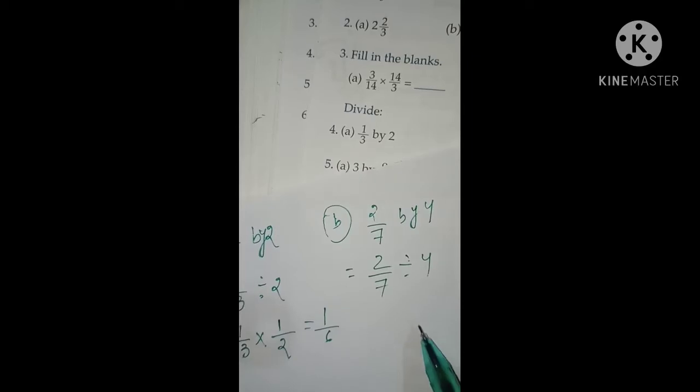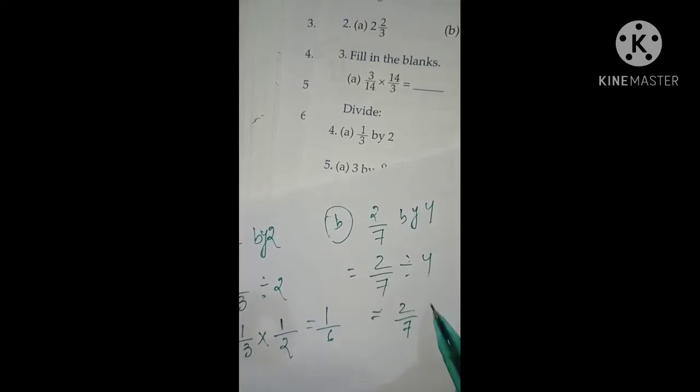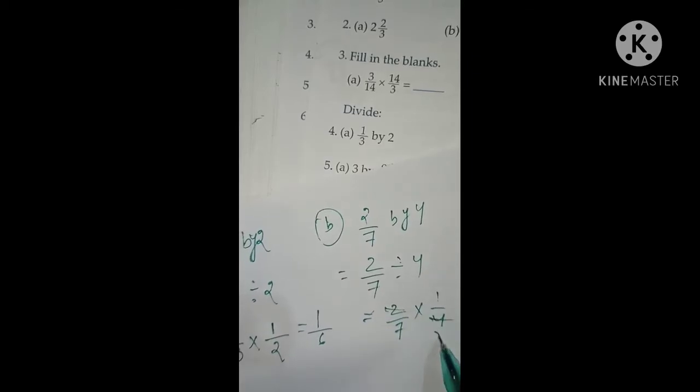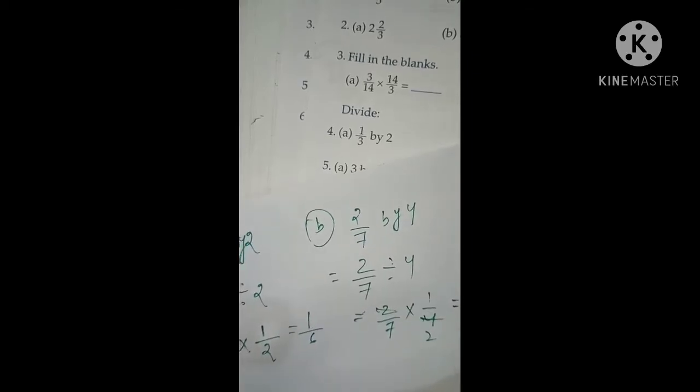Similarly B number, 2 by 7 divided by 4. This one also you can solve. 2 by 7 divided by 4 becomes 2 by 7 multiplied by 1 by 4. Is there any cancellation? Yes sir. 2 twos are 4. So 1 by 14 is the answer. Clear, all of you?